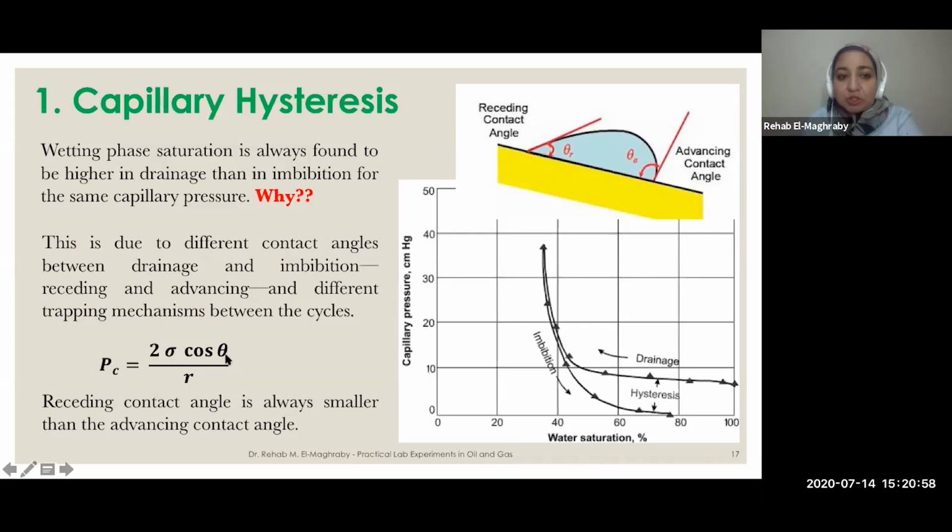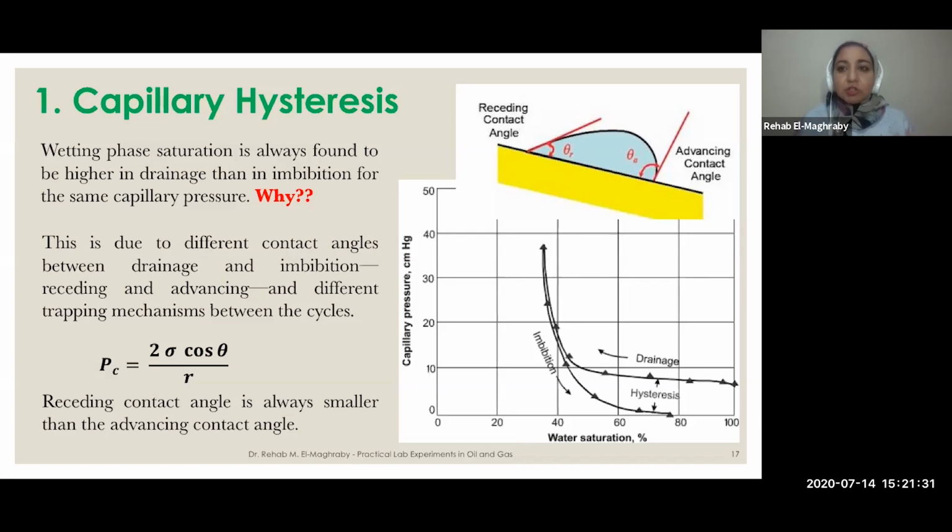If it is imbibition, we will substitute here with the advanced contact angle, which is a larger contact angle, so the capillary pressure will be lower. So this difference, or the capillary pressure hysteresis, is due to the difference in the contact angle during the primary drainage or during the imbibition. I want you to catch the expressions: what is the primary drainage? What is the imbibition? Also, what is meant by invasion percolation and the threshold pressure?